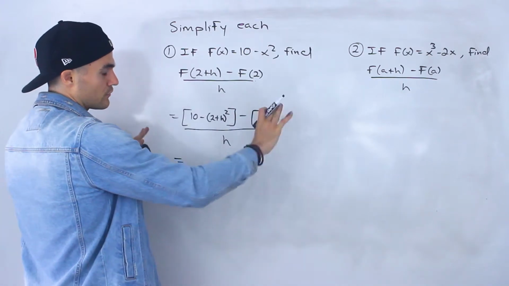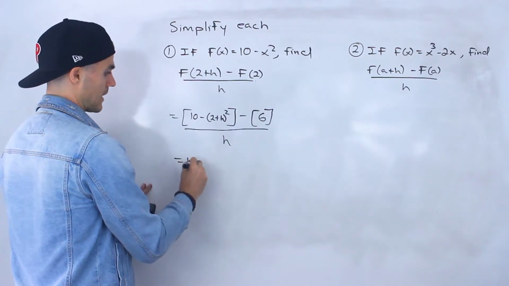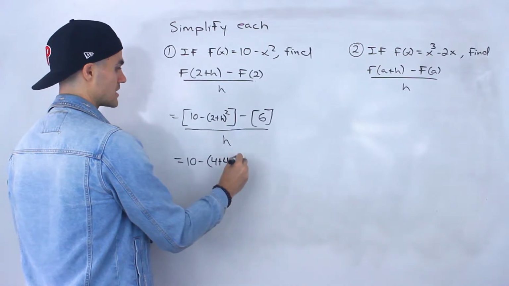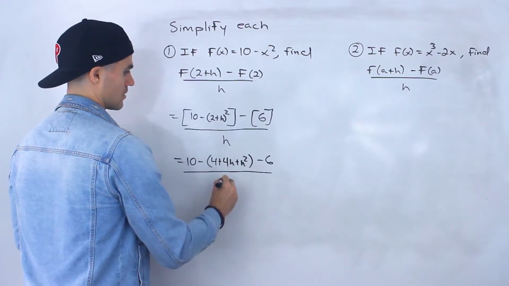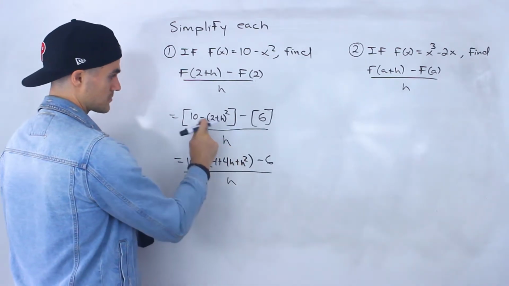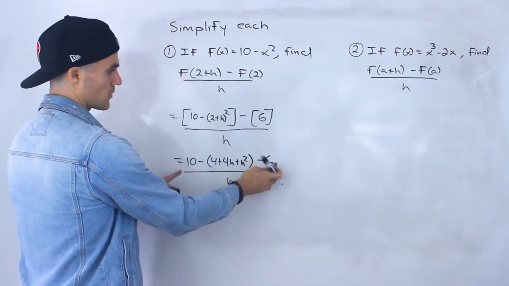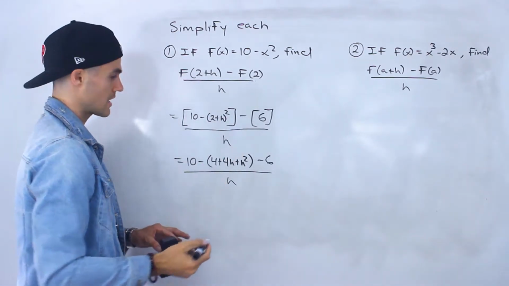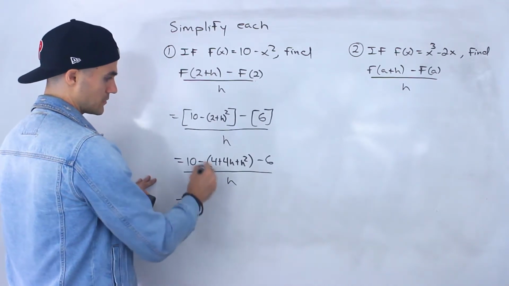So this square bracket here is f of 2 plus h, and then this 6 here is f of 2. And we've got the minus in front, all over h. So now we just have to simplify this numerator as much as possible. So we'd have 10 minus, now 2 plus h squared, that would be 4 plus 4h plus h squared, minus 6, all over h. So I just took that 2 plus h squared, FOILed it out, ended up getting this, but we're subtracting that whole thing, so you want to put it in brackets. And then I took out the square brackets. They're unnecessary. There's nothing in front of the square brackets that we had to distribute inside, so I didn't have to write them.